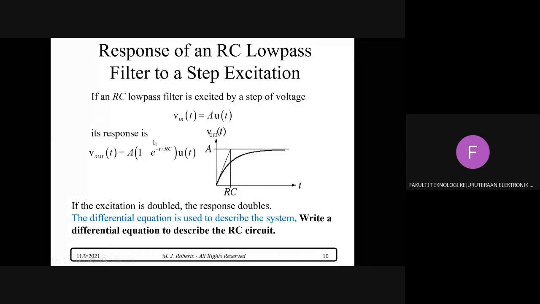So from here we know that if the excitation is doubled, the response will be doubled, and we use a differential equation to describe this continuous time signal t. Okay, so the differential equation is the best, or the easiest, way to describe a continuous time system. So we can use a differential equation to describe the RC circuit.